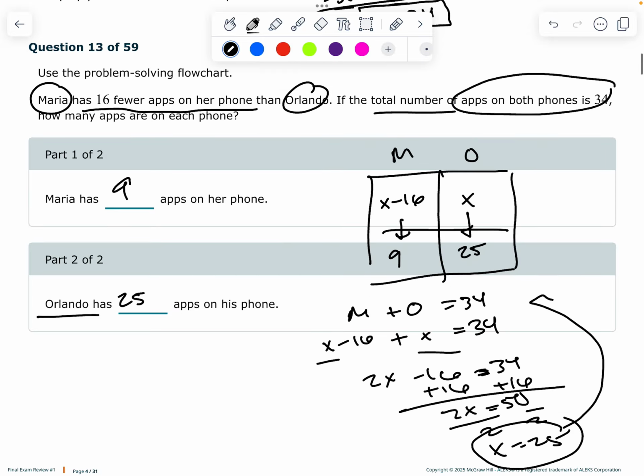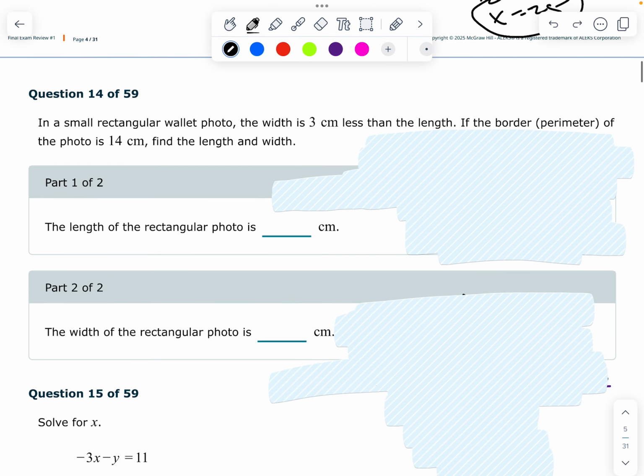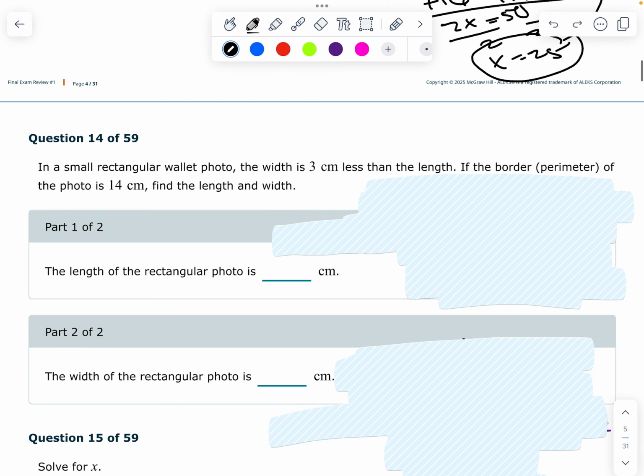And we can sort of just do a mental sanity check here. The total of their apps is 34. 25 and 9 does make 34. Okay, so we think we're onto something here. Try this one. Same way. Set it up.